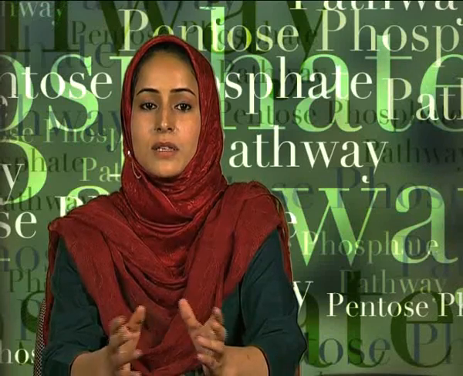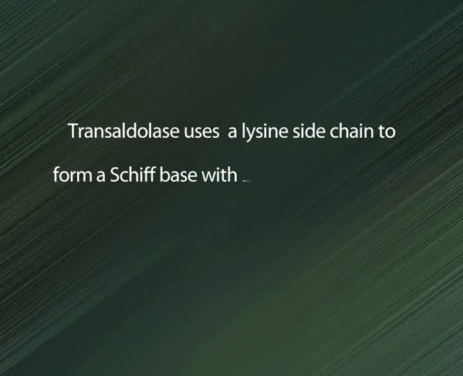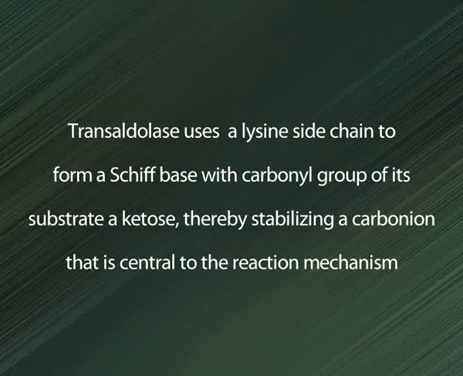The enzyme transketolase discussed earlier requires the cofactor thiamine pyrophosphate, TPP, which stabilizes a 2-carbon carbanion in this reaction, just as it does in the pyruvate decarboxylase reaction. Transaldolase uses a lysine side chain to form a Schiff base with the carbonyl group of its substrate, a ketose, thereby stabilizing a carbanion that is central to this reaction mechanism.